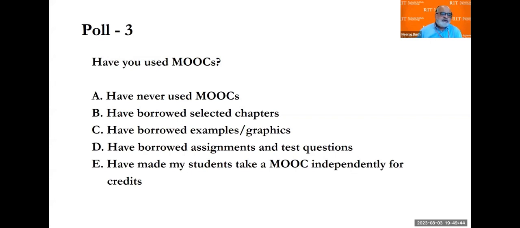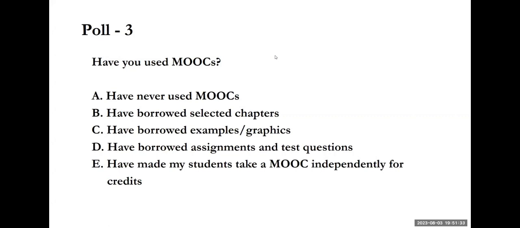I request Sridhar to set it up as, have you used MOOCs? And you have 5 options to choose from. We have almost 30% of people who have never used MOOCs. Wonderful. I'll include this in my lecture 3. Okay. We'll work on this.